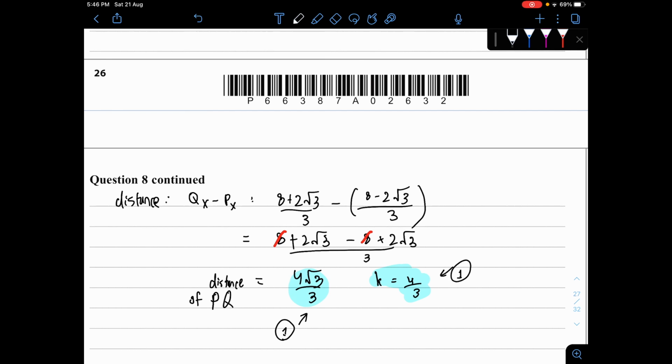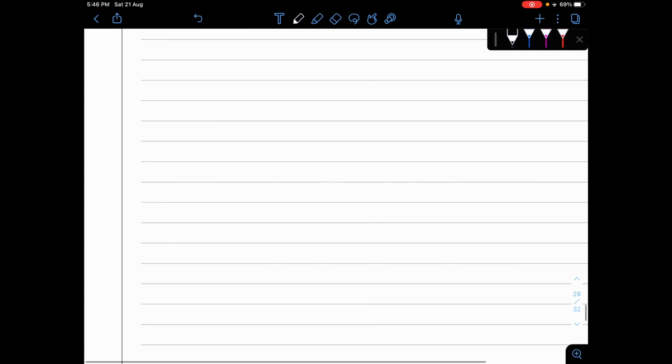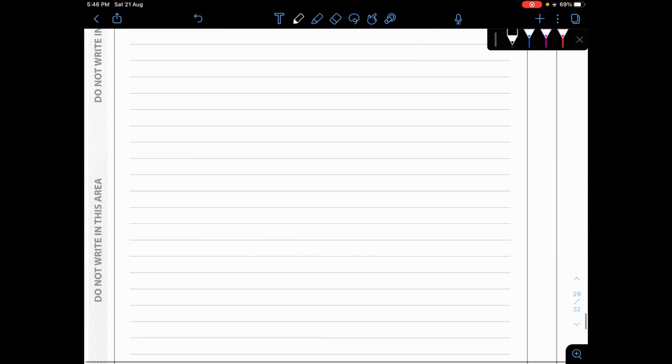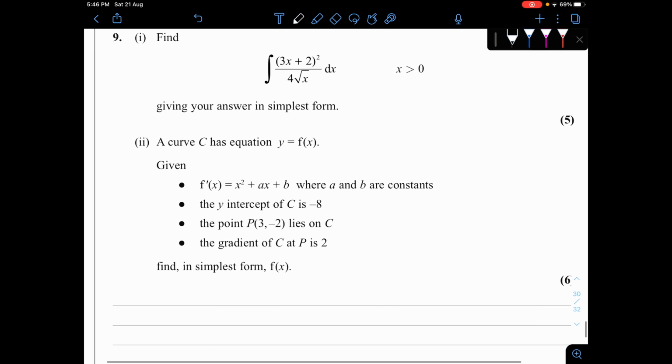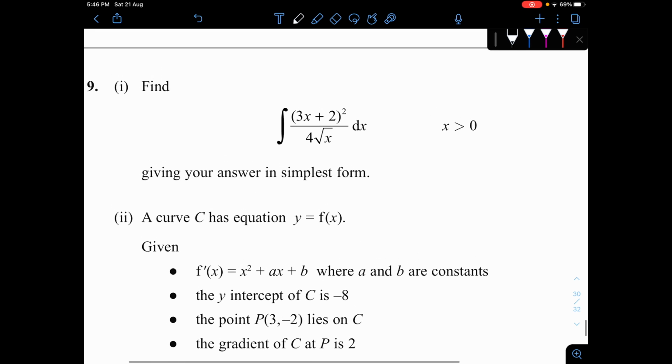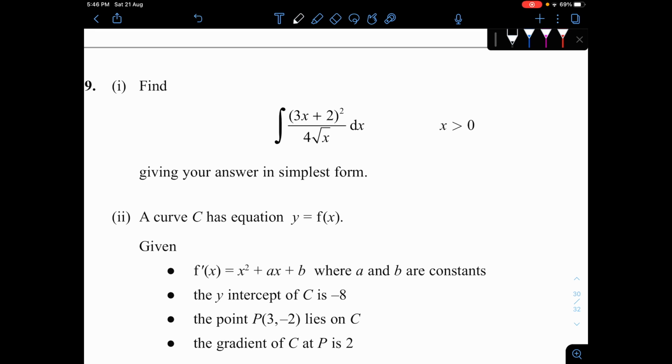Alright, so let's move on to question number 9. This is the last question. Find the integration of 3x plus 2 whole squared over 4 root x, giving your answer in the simplest form. In all these expressions, we always try to simplify first.